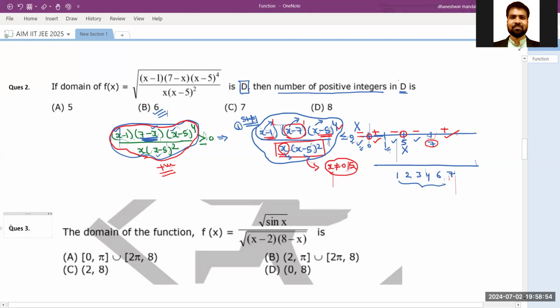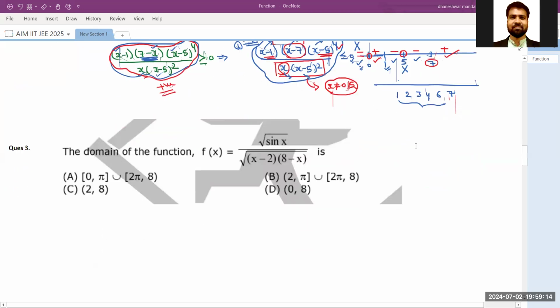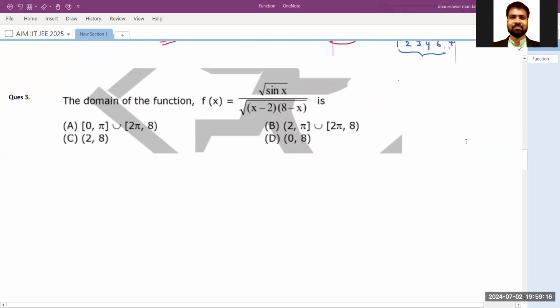Are you familiar with the Wavy curve method, everyone? Because the Wavy curve method has already been taught in 11th class. Are you familiar with this concept? Yes, sir. Okay. So now we are going to take one more example.